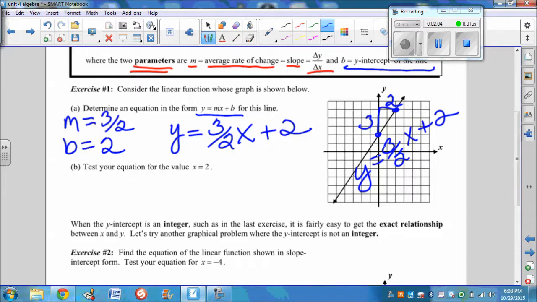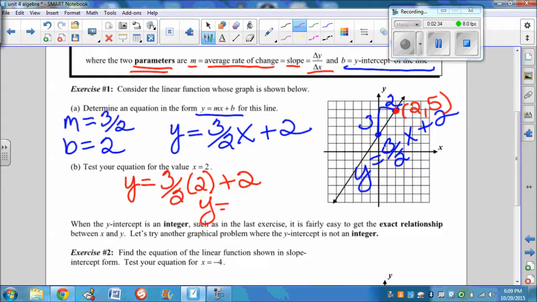So when x equals 2, according to my graph, when x equals 2, y is 5, correct? So let's see if we wrote our equation correctly. We want to know what's y when x is 2: 3/2 of 2 is 3, plus 2 is 5. Y equals 5. Is that true? The point (2, 5)? Yes, absolutely. Our input was 2 and our output was 5. Yes, that does sit on the line. So we wrote our equation correctly.